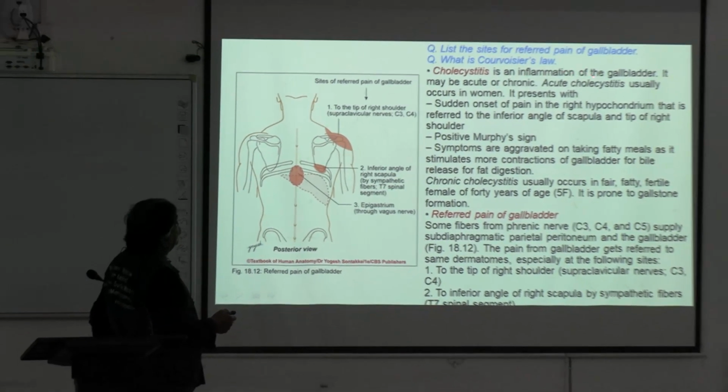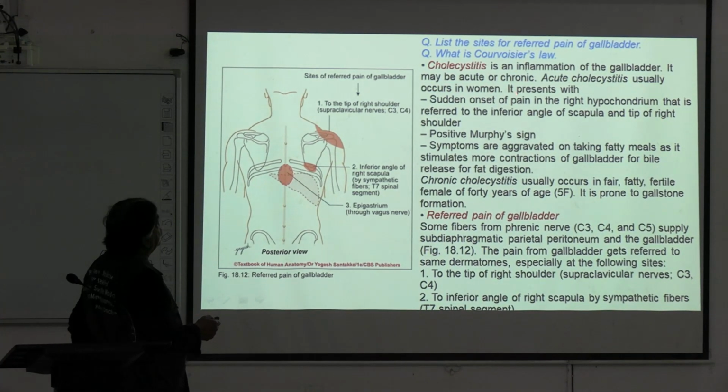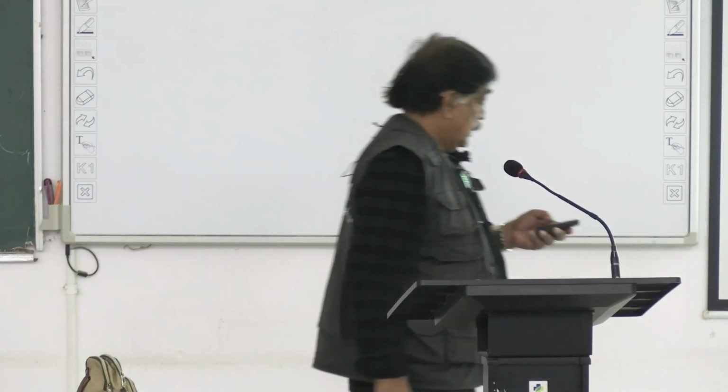Now, cholecystitis is an inflammation of the gallbladder. It may be acute or chronic. Acute cholecystitis usually occurs in women. It presents with sudden onset of pain in the right hypochondrium that is referred to the inferior angle of the scapula and tip of the right shoulder. When you are palpating the abdomen, and the patient is tender over here, you ask whether this pain is referred to the shoulder or the inferior angle of the scapula.